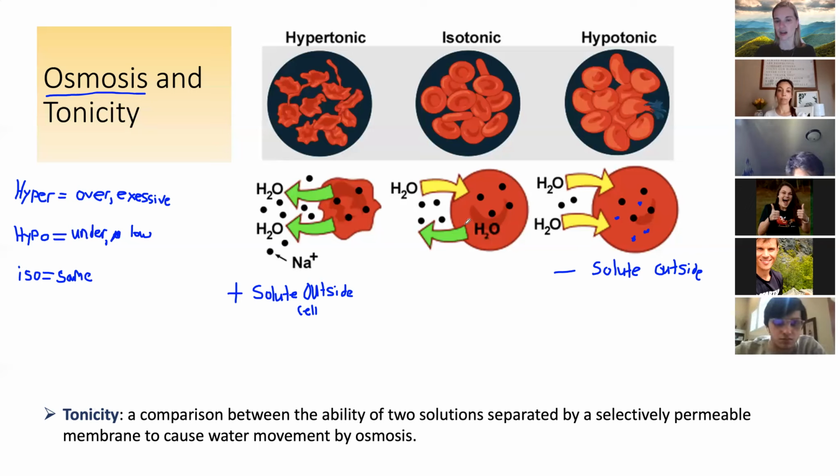All right, so in isotonic, you have an equal movement of water in and out of the cell such that you're not going to see any net change. In a hypertonic solution, the water is going to leave the cell, causing it to shrivel. In a hypotonic solution, water will enter the cell, causing it to swell and possibly burst.